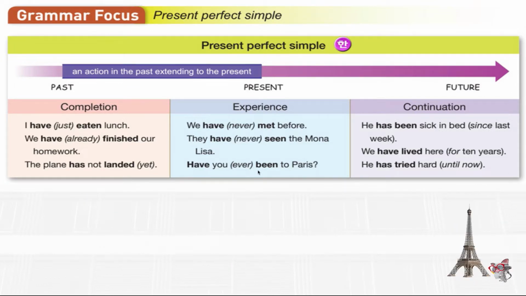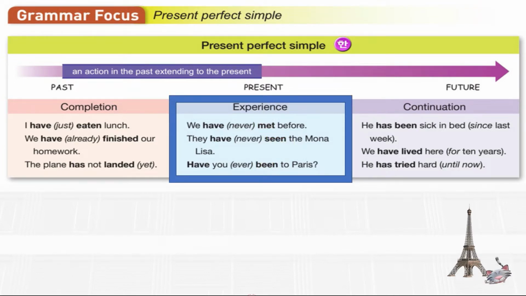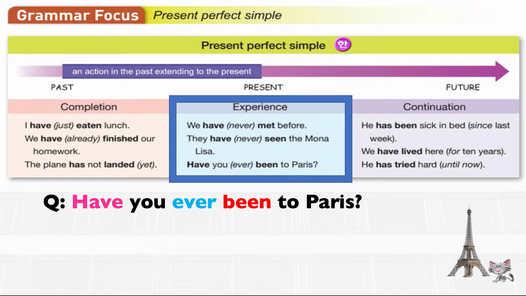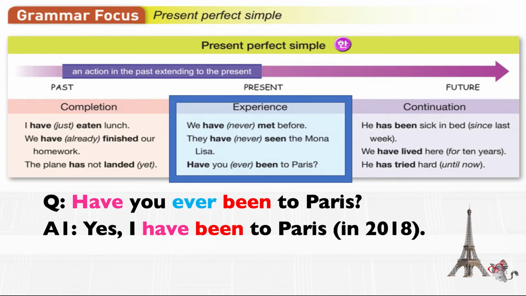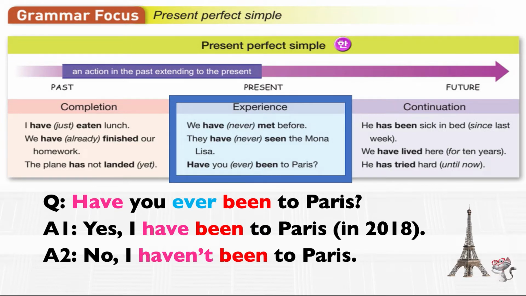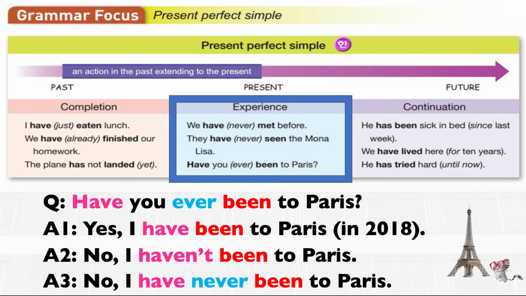We said, have you ever been to Paris? So the question would be, as it says, have you ever been to Paris? Yes, I have been to Paris. So you might say when. I have been to Paris in 2018. Or I have been to Paris 5 years ago. Or no. No, I haven't been to Paris. Okay, what about another no using never? No, I have never been to Paris.